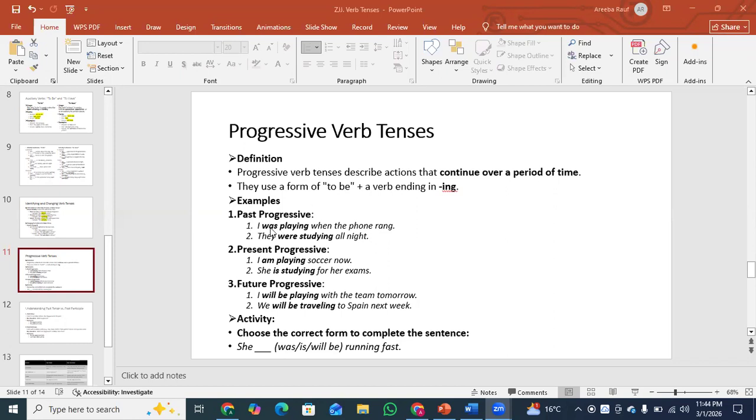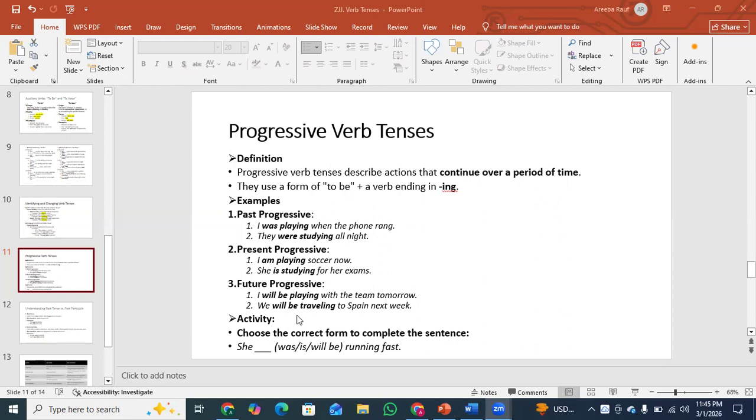In the past, I was playing when the phone rang. They were studying all night. As you guys can see, that "was" and "were" is an example of past progressive. Okay. Present progressive: I am playing soccer now. She is studying for her exams. And in the future, I will be playing with the team tomorrow. We will be traveling to Spain next week.